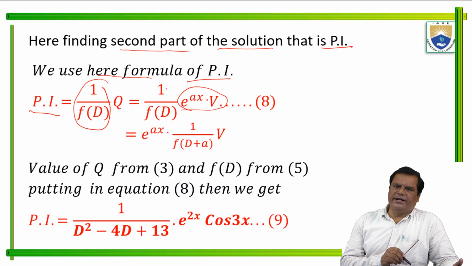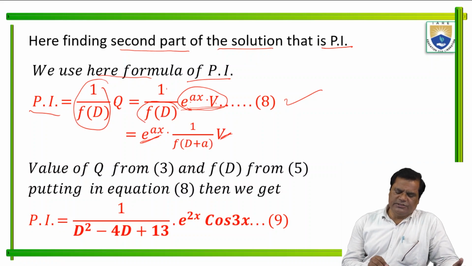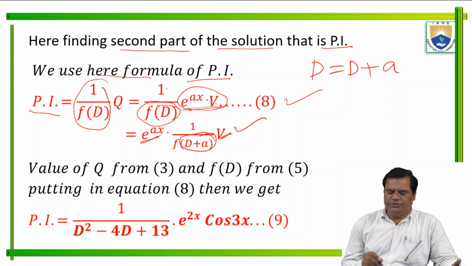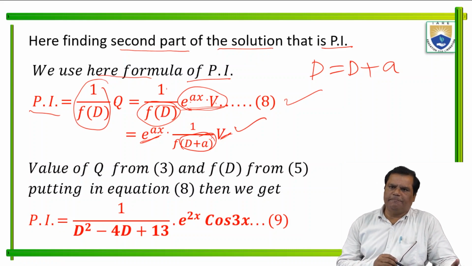Q is e to the power ax into b. There are two functions multiplied in Q. The first function is an exponential function, the second function is b. This is equation 8. So e to the power ax taking left side and b taking right side, and in place of f(D), putting D equal to D plus a. So here is f(D plus a). This is the basic concept to find PI. The same rule we apply in our question.